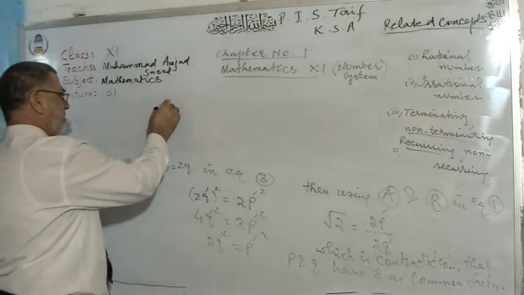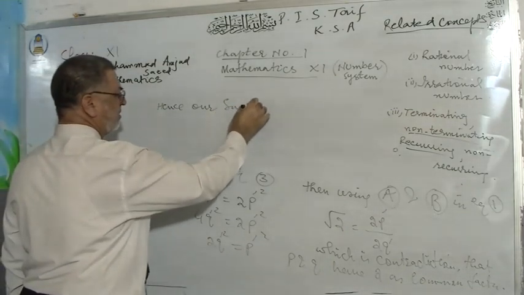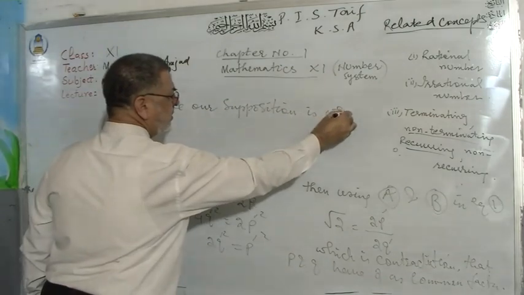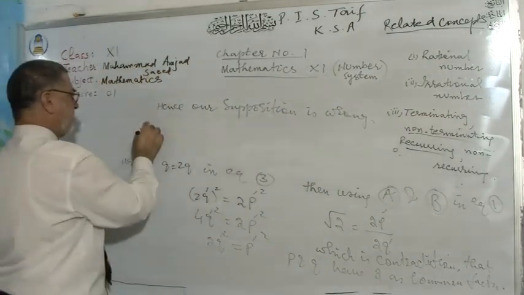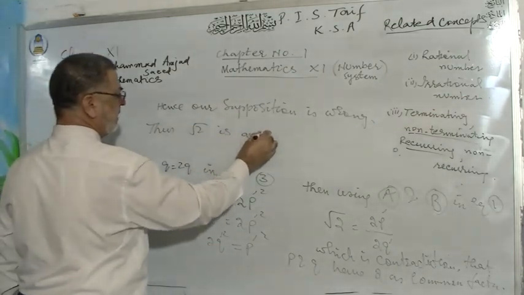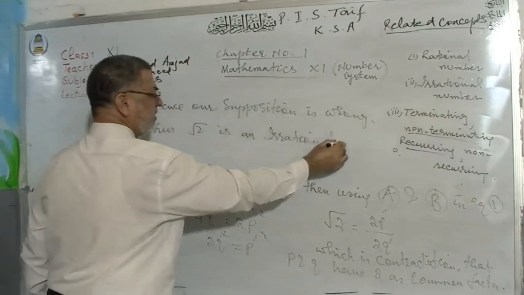Hence, our supposition is wrong. Thus, root 2 is an irrational number.